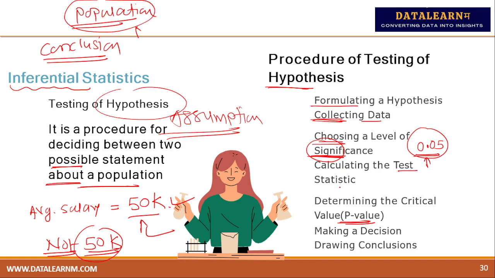Then calculate the test statistic. Now, what is meant by a statistic? The variable that is related to sample data, we call it a statistic. After that, we go for making a decision, drawing a conclusion or an inference about your data. By the end of this session and the upcoming two sessions, you will get everything.